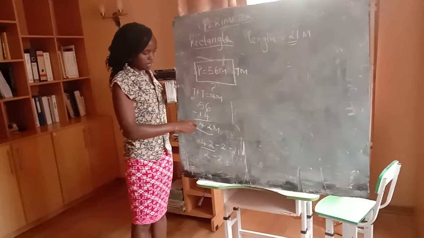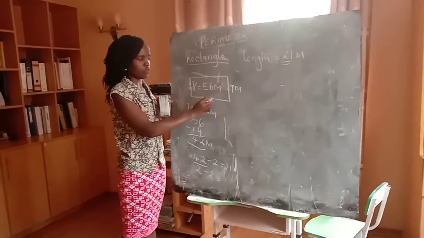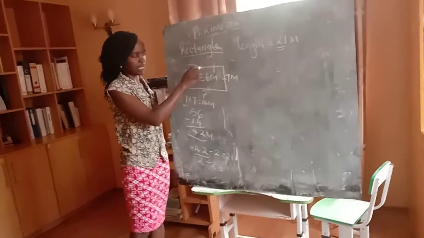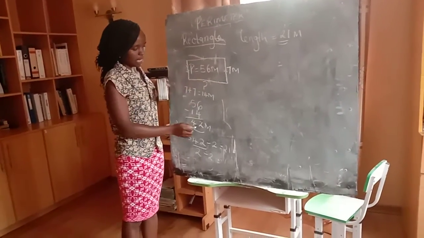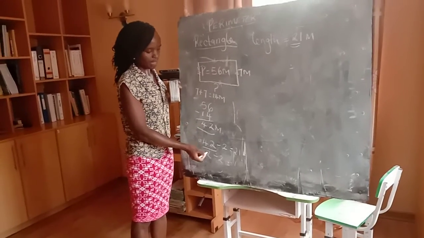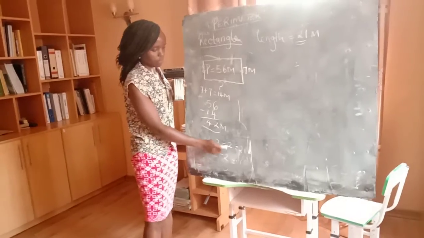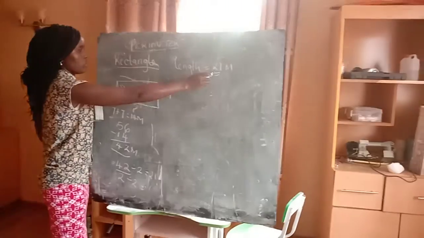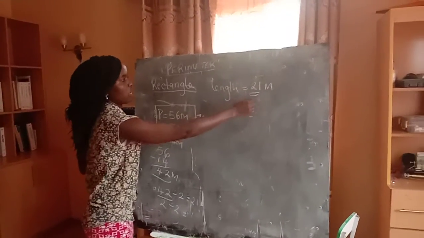The answer that you have gotten now is for the two sides, because we have two sides here that are equal, that is the length. This side is the length and this is the length. And because they are equal and you have gotten 42, you divide by 2 to get one side. So you have divided by 2 and you have gotten 21. So that means the measure of our length here is 21 meters.